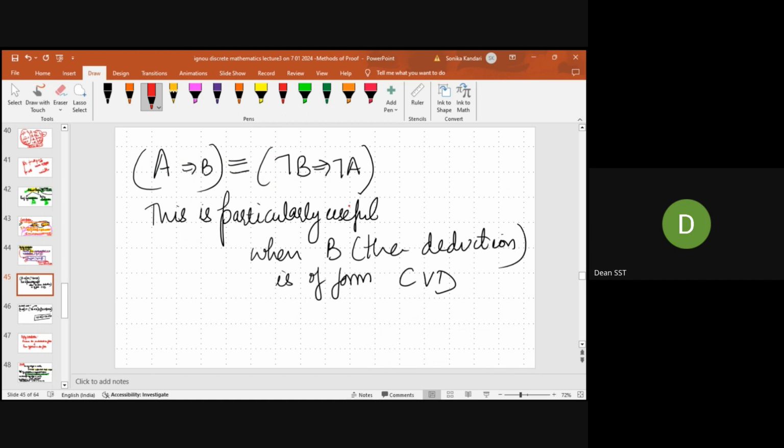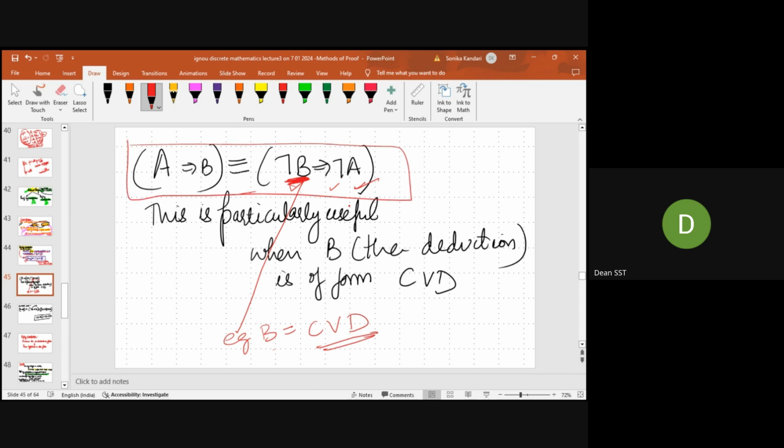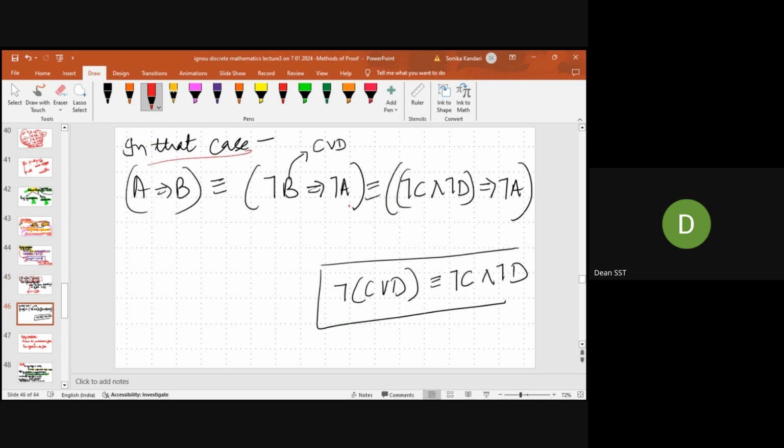Another way how can we write this? A implies B is equivalent to not B implies not A. Is it clear? And when we use the contrapositive proof method, in cases where this can be reduced, for example, if we are having B equal to C or D, it can be reduced further. In these types of examples, we use contrapositive cases. Like A implies B is equivalent to not B implies not A.